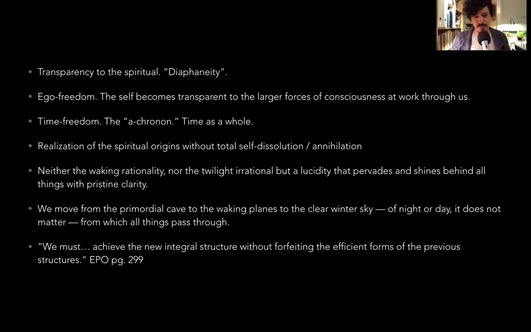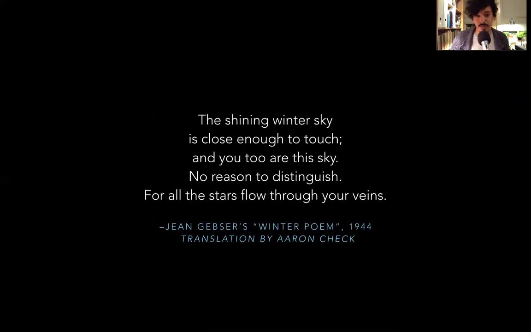And then he also mentions another important thing: that to achieve integrality, we can't forfeit the other structures of consciousness, the magic and the mythic, the mental. All of those things are important. We can't forfeit them in their efficient mode. There's something about them that constitutes us, and we can't avoid them or get rid of them or suppress them without some kind of consequences taking place, as we started to explore in the first session.